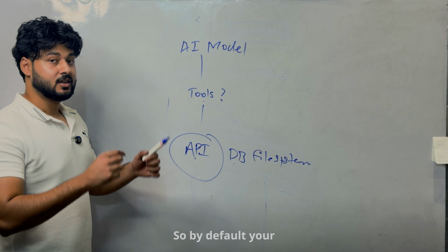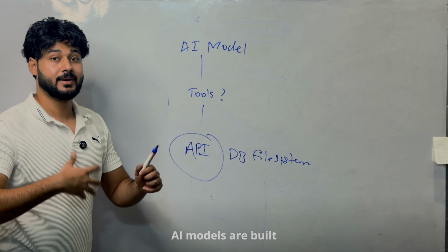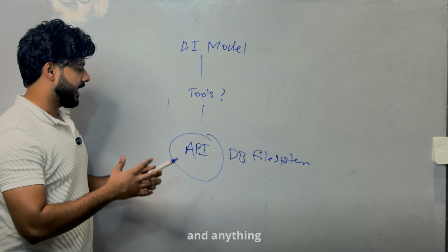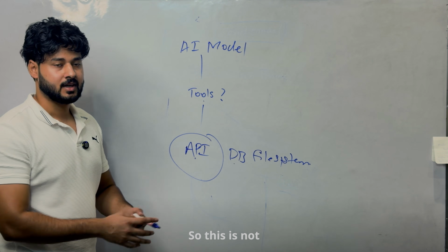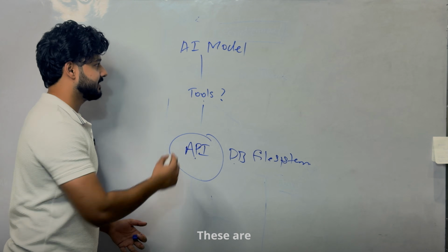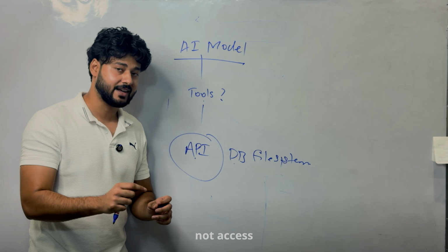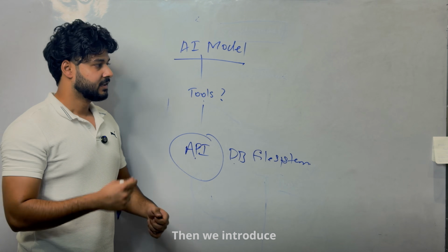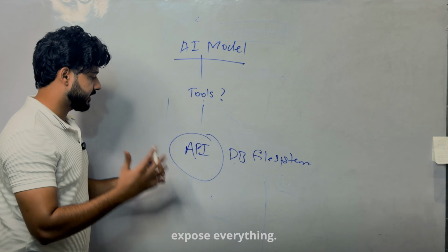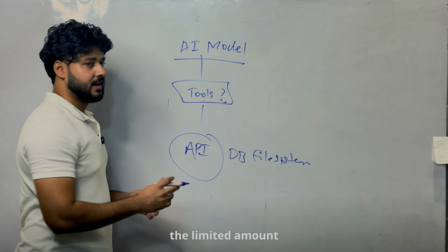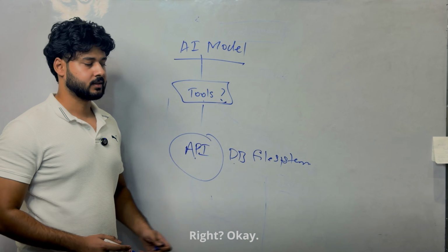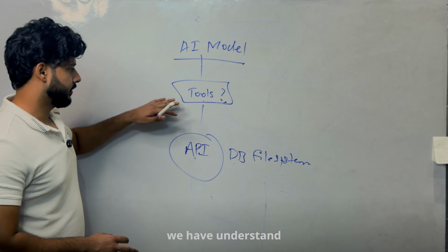This should not happen. So by default, your AI models are built in such a way that they have restricted access to your internal files and anything outside of your system. This is not an incapability, it is intentional. They are built this way so that they should not access anything outside of themselves. Then we introduce tools to make it happen, and that too in a secure way. We don't expose everything, we just expose a limited amount of things to the AI so it can talk to the API, DB, and file system. Okay, so now we have understood tools.